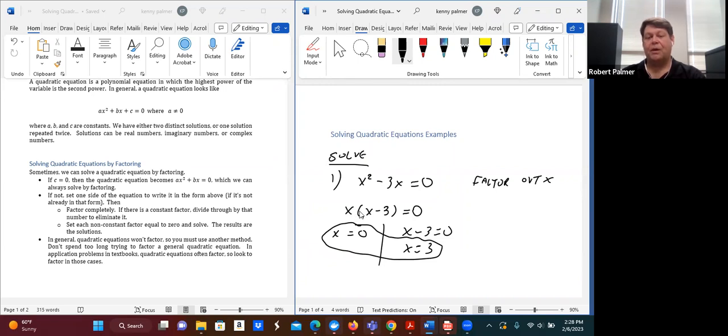If you plug in 0 for x in both cases, the first factor will be 0, making this side 0. If you plug in 3 for x here and here, it will make this factor 0, which will also make the left side 0. So those are solutions.